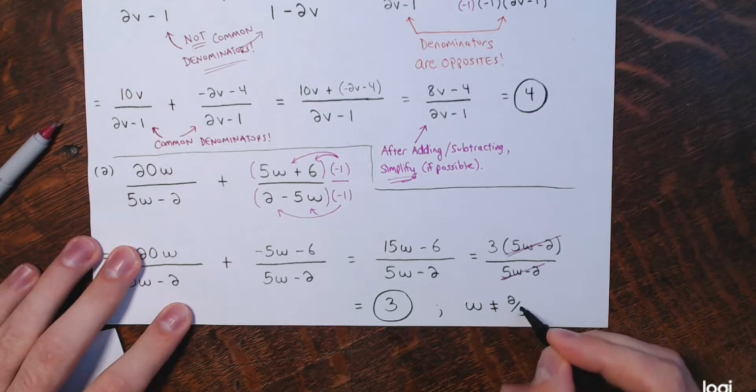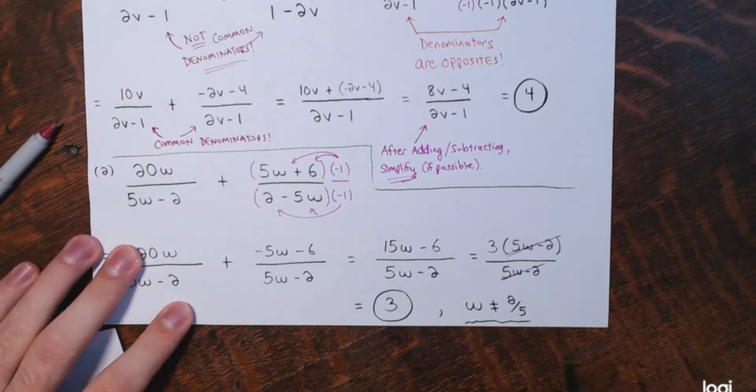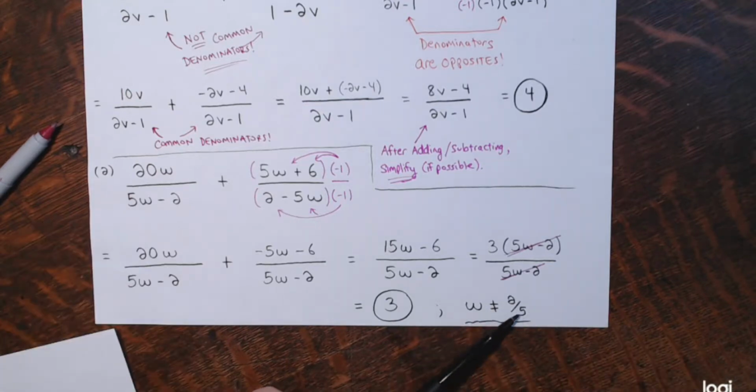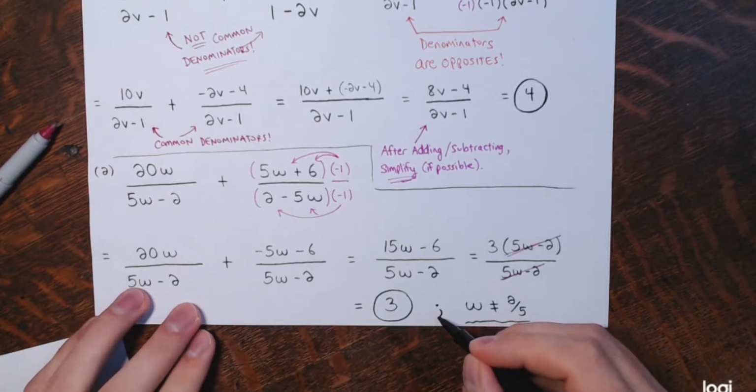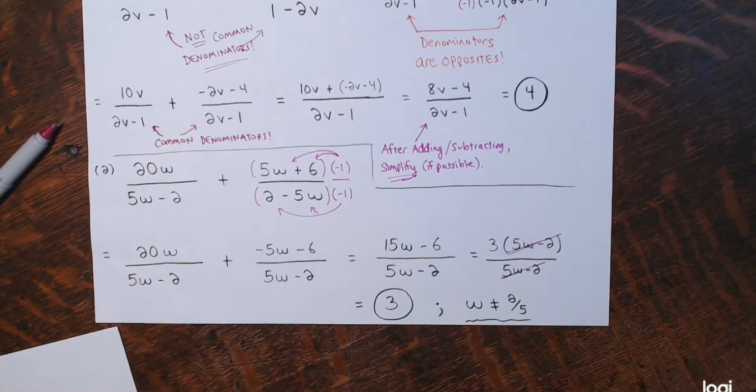All right, w can't be 2/5, because if w were 2/5, you'd have denominators of 0 throughout the problem, and you can't have a denominator of 0. Right? You can't divide by 0. That is undefined. But everything else is fine. I'm not seeing any other denominator factors with w in it, so the only w I can't use is 2/5.